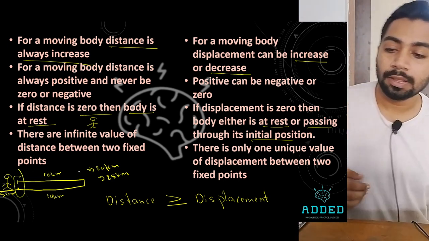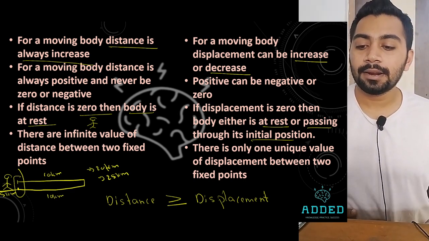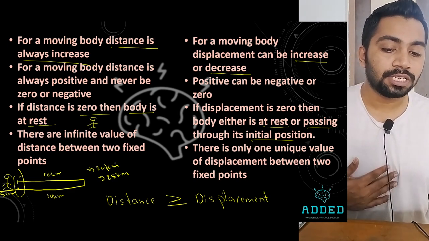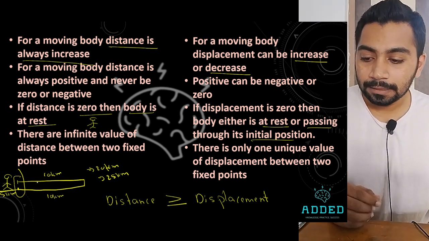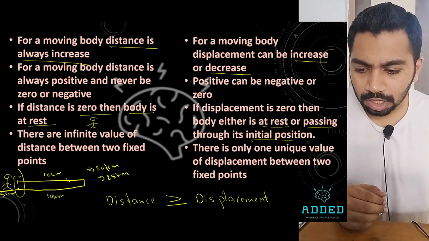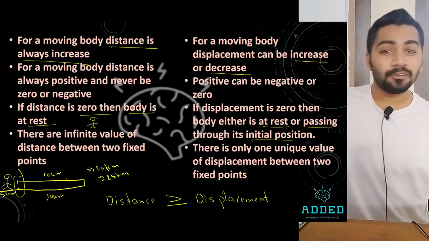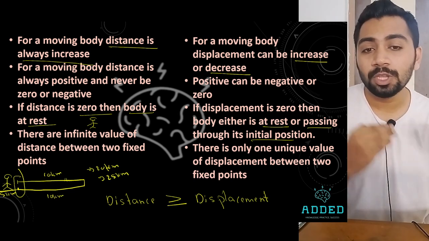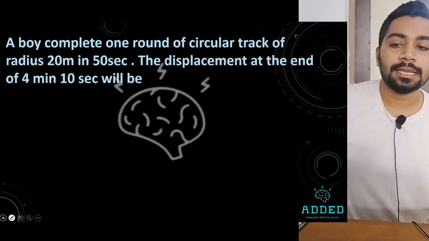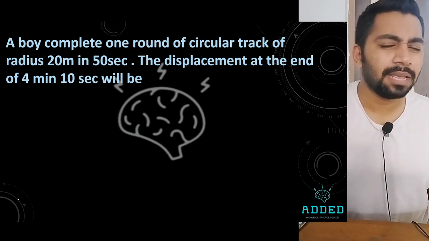Now, there are infinite values of distance between two fixed points, but there is only one unique value of displacement between two fixed points. Very simple. Distance has an infinite number of values; if you break it into small parts, it becomes infinite. But displacement has only one unique value. Okay, fine. Now let us see one basic, very simple question.